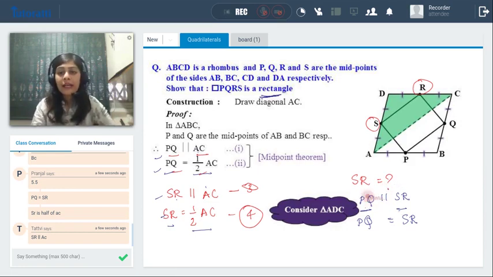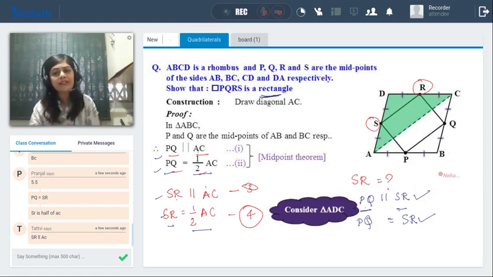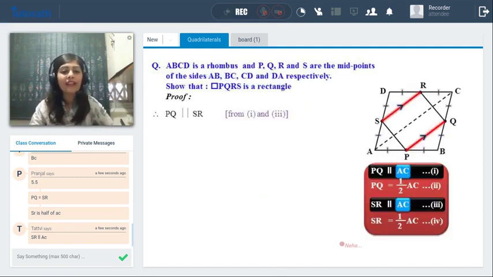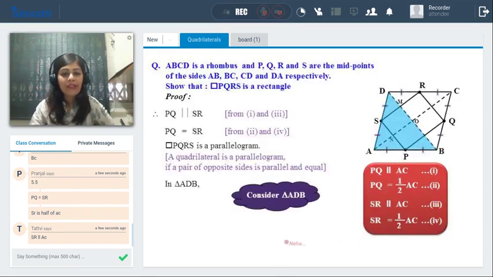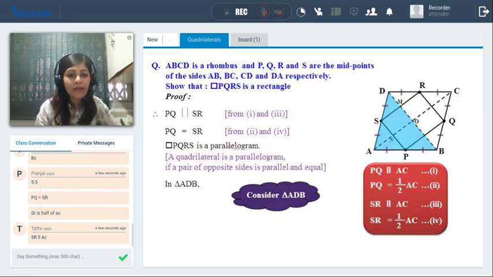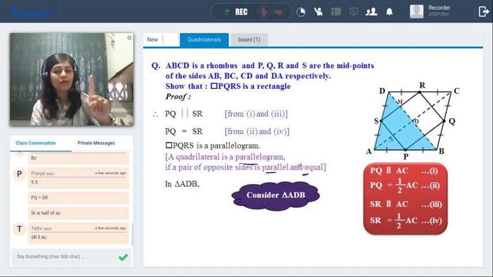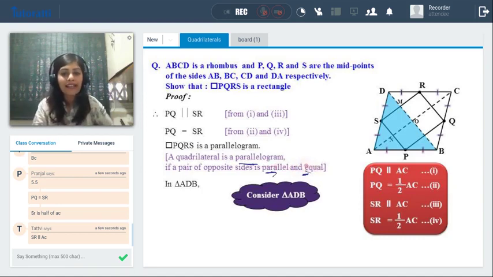Students, now pay attention. One pair of opposite sides of a quadrilateral, if they are parallel and if they are equal, can I safely say that it is a parallelogram? Yes, obviously, that is exactly what the property of a parallelogram is. PQRS is a parallelogram because a quadrilateral becomes a parallelogram if one pair of opposite sides is parallel and equal. Students, if only one pair of opposite sides is both parallel and equal, then I can say it is a parallelogram.